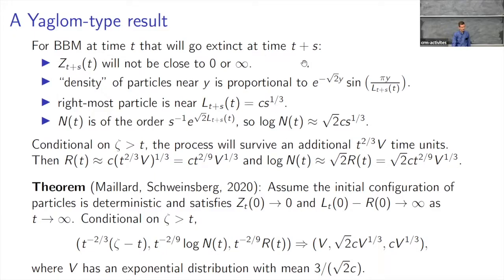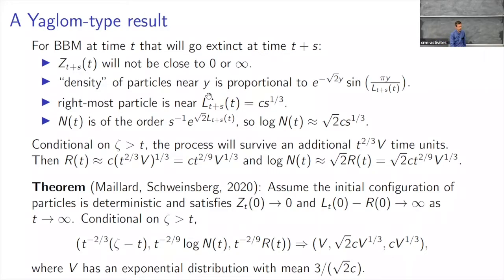First of all, notice that if the process will go extinct at time t plus s, then z_(t+s)(t) should not be too close to 0 and should not be too close to infinity. If z_(t+s)(t) is very small, then the process will most likely die out well before time t plus s. If it is very large, then the process will most likely survive well beyond time t plus s. So z_(t+s)(t) should be basically of order 1, neither too small nor too large. Also, by time t, the configuration of particles should have had a chance to settle down into a stable limiting configuration.